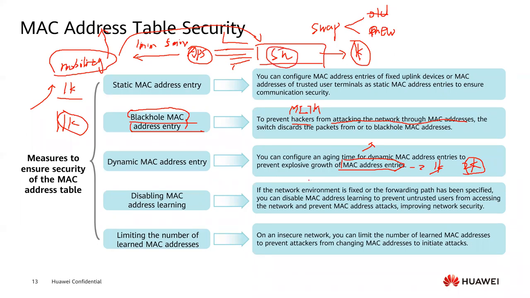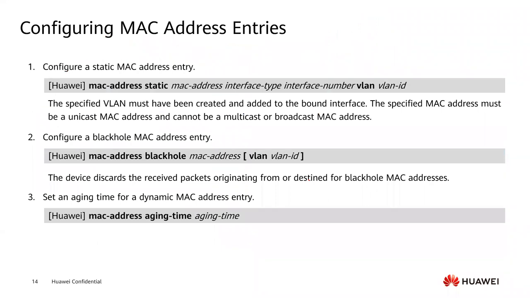Now let's look at how to configure MAC address security. The first part is the static MAC address. It is simple. We use the mac-address static command, followed by the MAC address, interface type and interface number. You can also bind the VLAN ID. The second one is configuring blackhole MAC address entries. You can use this command: mac-address blackhole and the MAC address.